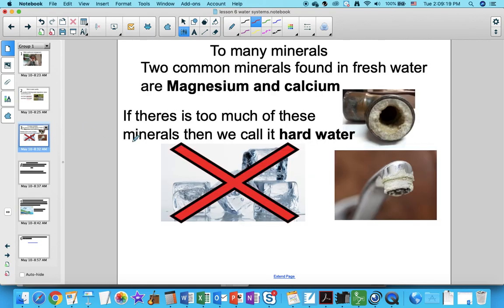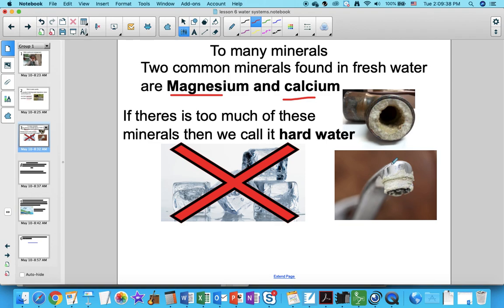Two common minerals found in fresh water are magnesium and calcium. If there's too much of these minerals, we call it hard water. Now it's not ice, it's called hard water because over time this calcium or magnesium can form a crusty surface over old pipes.